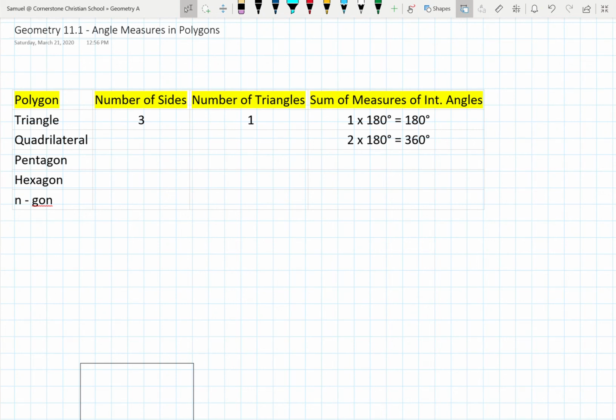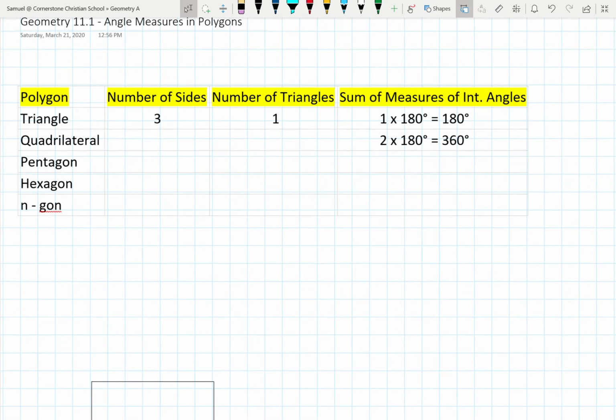This is Geometry 11.1, Angle Measures in Polygons. So we're going to take a look here at different angle measures, interior angles of a polygon, based on how many sides that polygon has. If we take a look at this table that I've created, the first column is polygons, then number of sides, number of triangles, then sum of measures of interior angles.